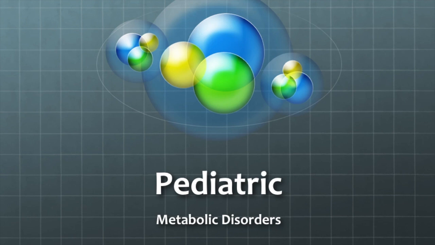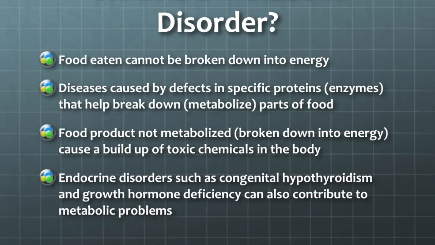This is the first of 3 short videos about pediatric metabolic disorder. What is a metabolic problem? It's the inability for someone to break down food sources into energy. So we have diseases that are caused by defects that are specific to proteins, in that they lack the enzymes to convert one to the other, and we need those in order to metabolize parts of the food products.